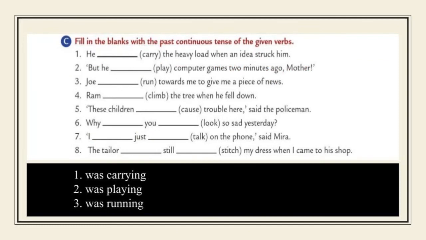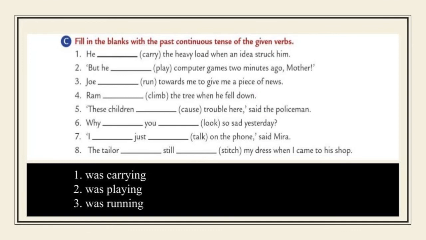Look here, first one is, he dash the heavy load when an idea struck him. The given verb is carry. Actually he is the third person singular. So what is the answer for the first one? Yes, was carrying. We should add ing to the verb. He was carrying the heavy load when an idea struck him. For third person singular, we should use was.